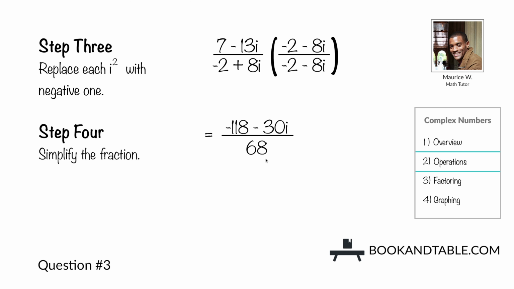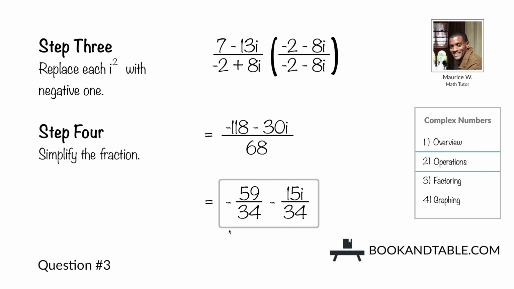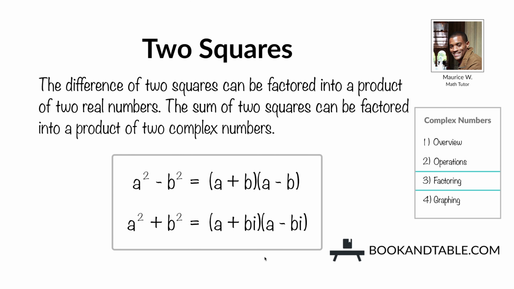And the fourth step, you want to simplify this fraction. So you first break it up into two fractions. Negative 118 divided by 68 minus 30i divided by 68. And these can be simplified further by removing 2 from each term. We have all even numbers. Negative 118 divided by 68 becomes negative 59 over 34 minus 15i over 34. So that is how you go about dividing by a complex number.